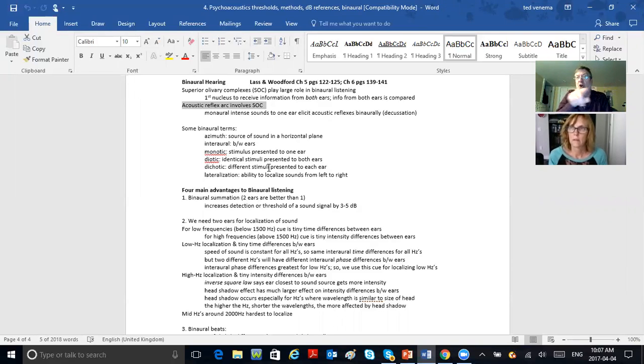So you have a brain stem pathway and it goes all the way to the superior olivary complexes and then back out the fifth nerve and the seventh facial nerve to the tensor tympani and stapedius muscles respectively. Okay, that's the acoustic reflex arc. It involves the superior olivary complex too. So there's a lot of directionality involved.